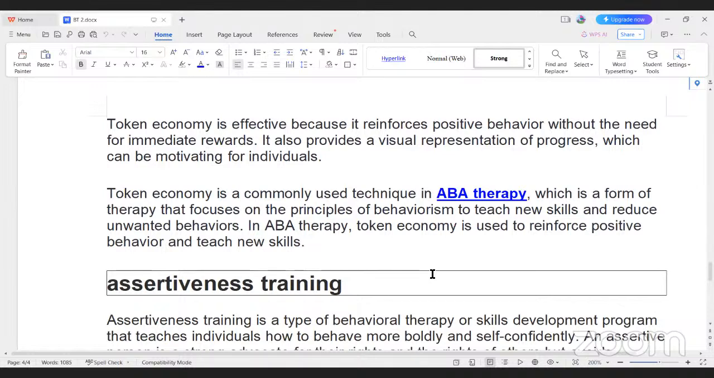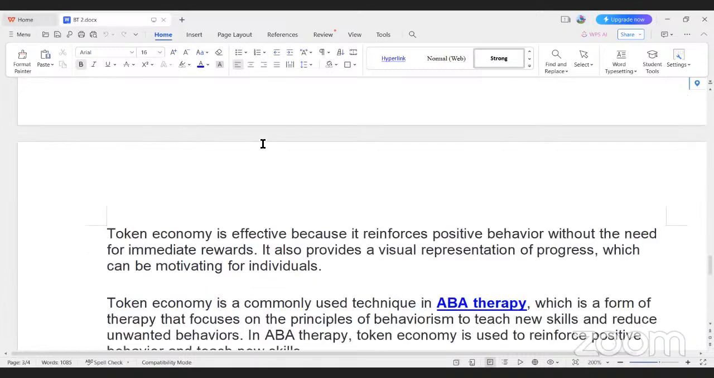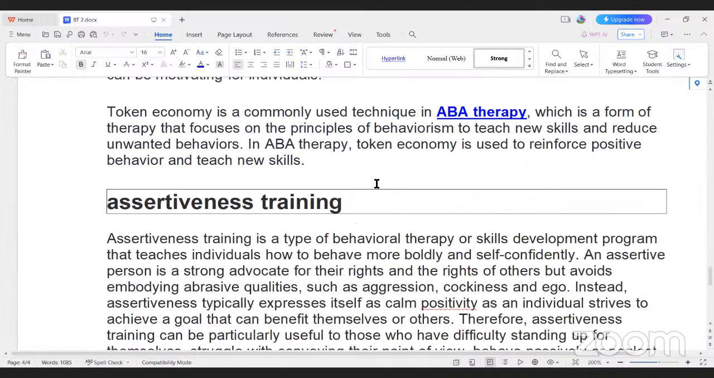Evaru? No, 2006. Okay. Any doubt in token economy? Clear, sir. Okay.